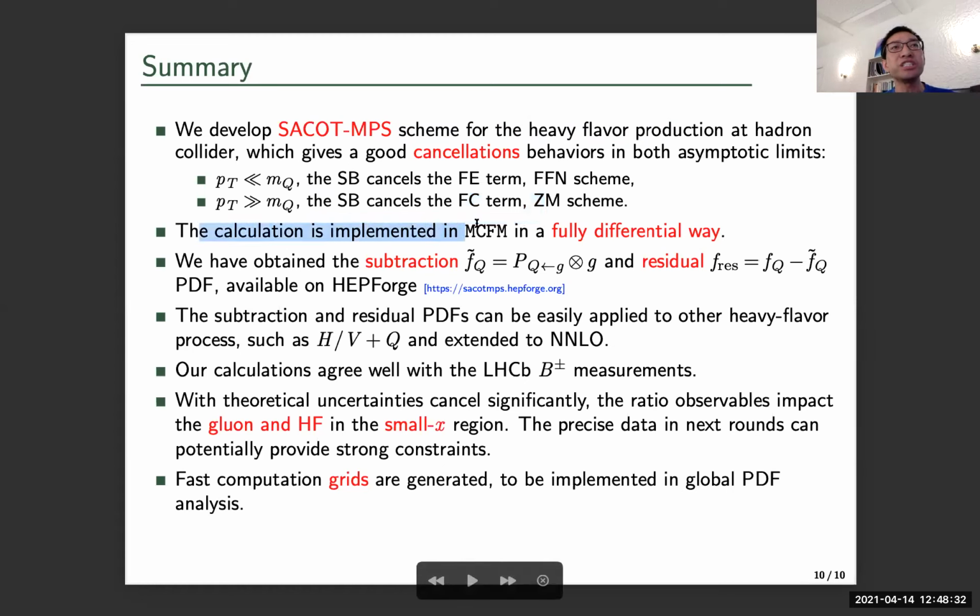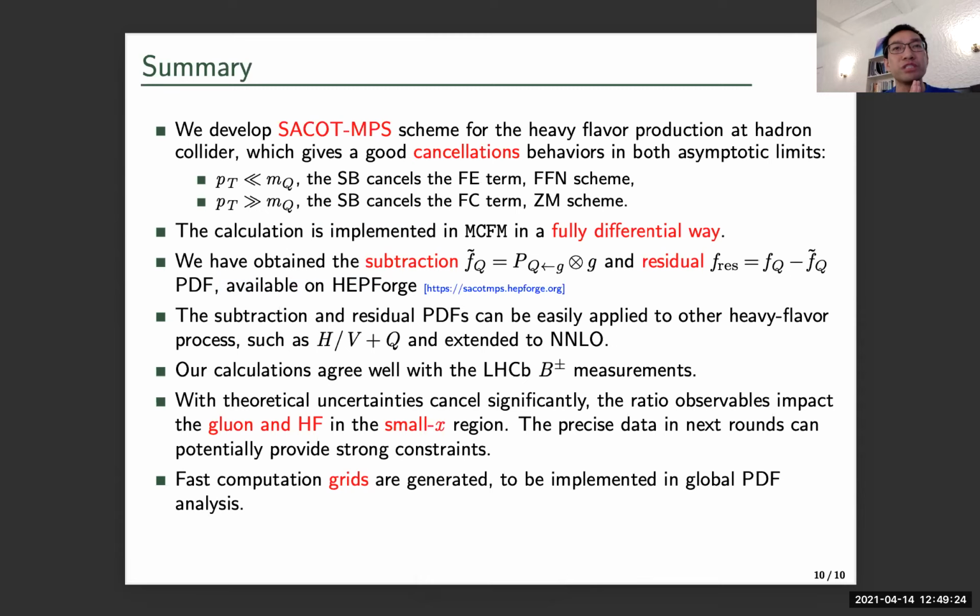Our new calculation is implemented in the MSFM, and then Monte Carlo generation is implemented in the four differential ways. Also, we have obtained the subtracted PDF and residual PDF, which can be used to easily calculate the subtraction terms and the difference between the flavor excitation and the subtraction term, which are available on HepForge. With this subtracted PDF and residual PDF, this can be easily applied to other heavy flavor processes, like Higgs or Z boson plus heavy flavor production. Similarly, we can also extend our calculation up to NNLO, when we have the appropriate matrix elements and also the appropriate subtracted and heavy residual PDFs.